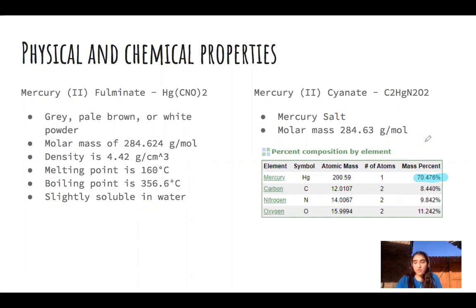But maybe if it's mixed with the other elements, it could become slightly soluble, which would be similar to the mercury fulminate as we saw here. So just thinking about the elements and what we can know or what we can guess, of course, with research, then we started to think about different physical and chemical properties.